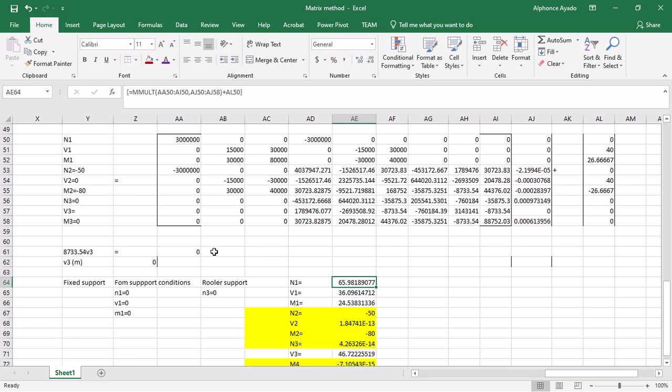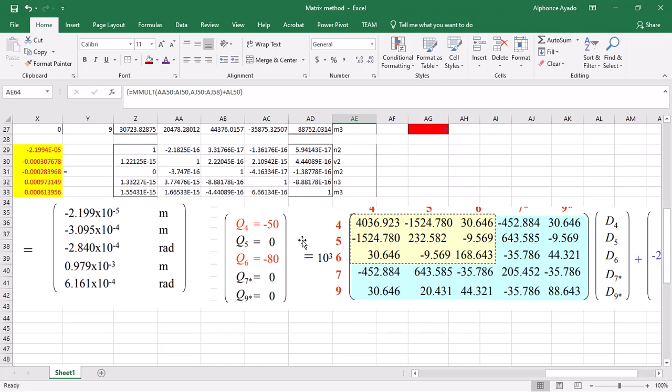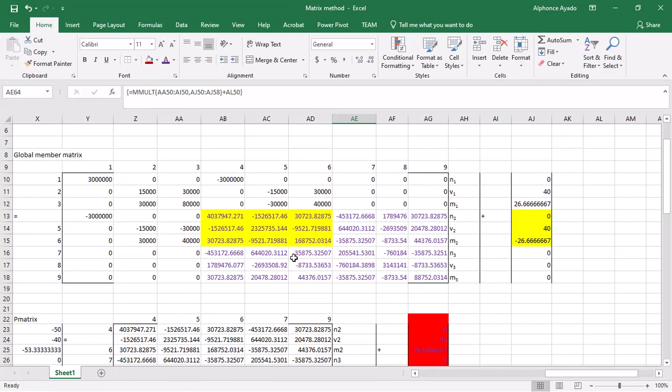So you can see how easy. So even if the matrix is 16 by 16, 12 by 12, 8 by 8, you are able to solve. Thank you very much.